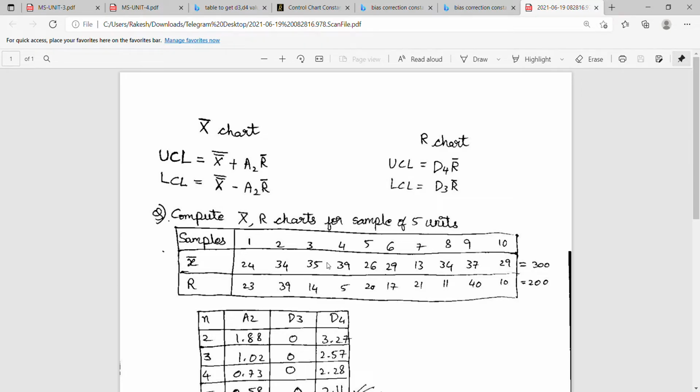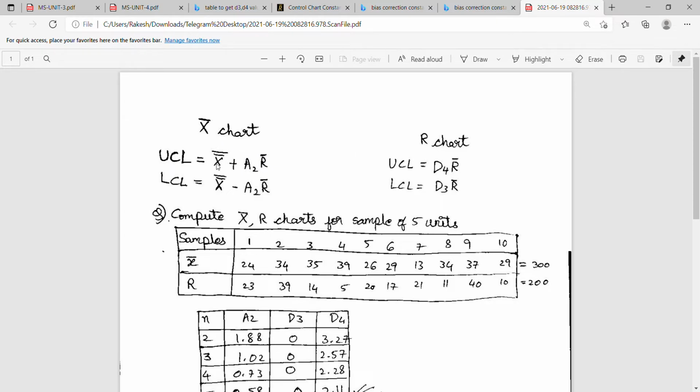Hello friends, now we are going to see how to construct R chart and X bar chart. First of all, you have to know the upper control limit and lower control limit for constructing X bar chart and R chart. These are the formulas you have to remember.